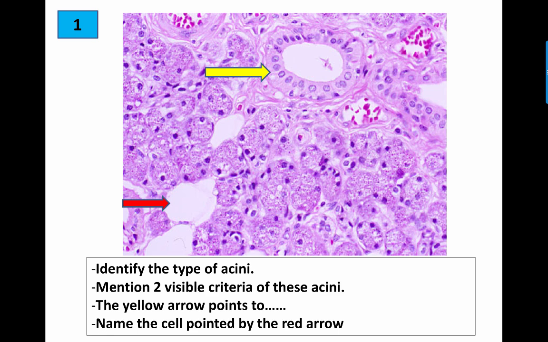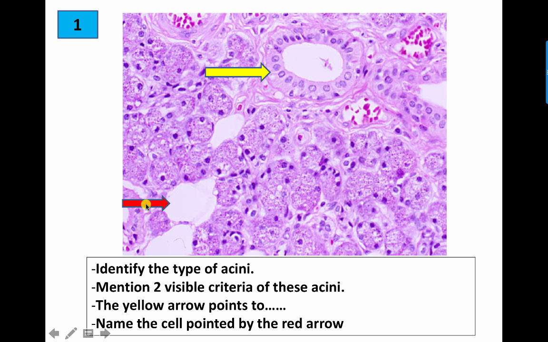Then the yellow arrow points to this duct. Of course, it is a wide lumen, so it is a duct, and it is inside the lobule, so it is an intralobular duct. And as you see, it is formed of cuboidal cells or low-columnar cells, and it is, of course, the striated duct. So the yellow arrow points to the striated duct.